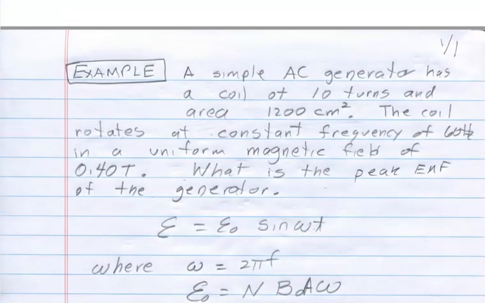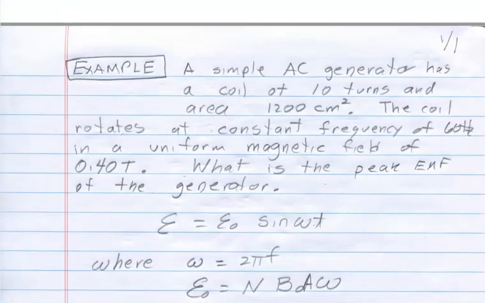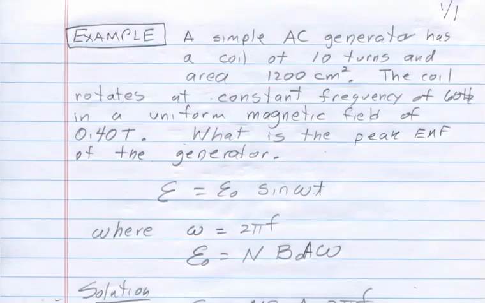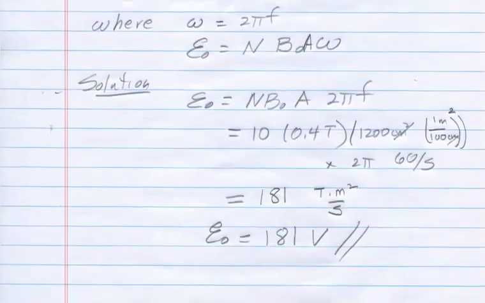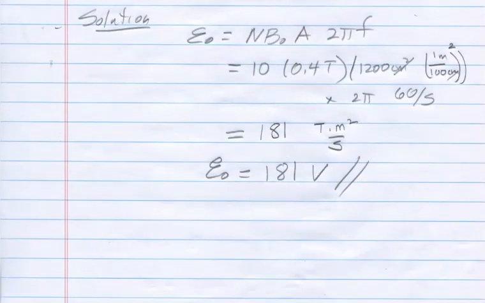Now, typical generators might be a much larger cross-sectional area and more turns. So a typical value, say in a hydroelectric plant, might be 15,000 volts or something on that order for typical generators. So this is a relatively low voltage for the peak voltage.